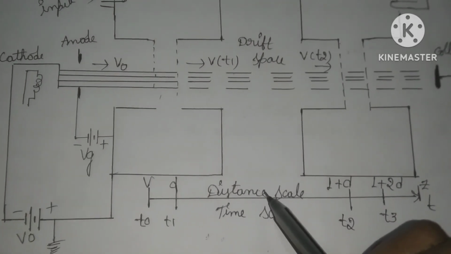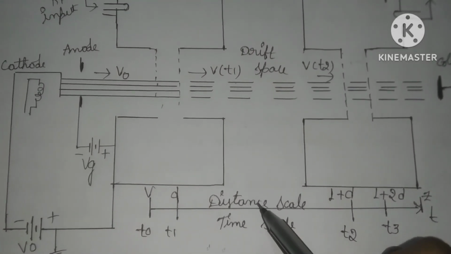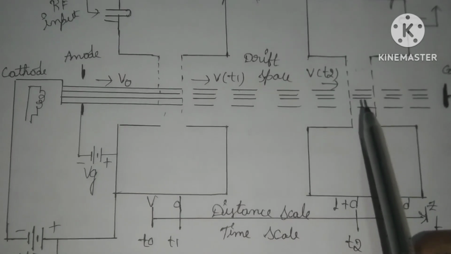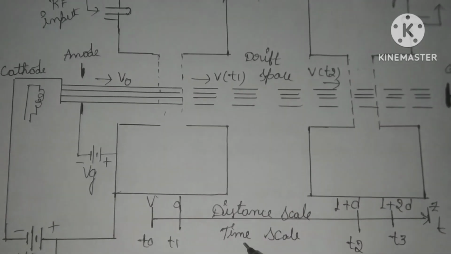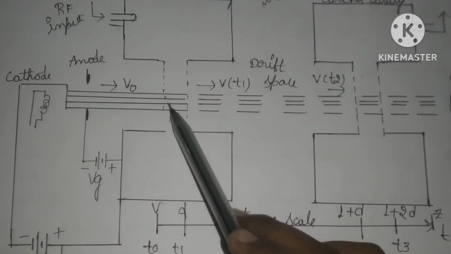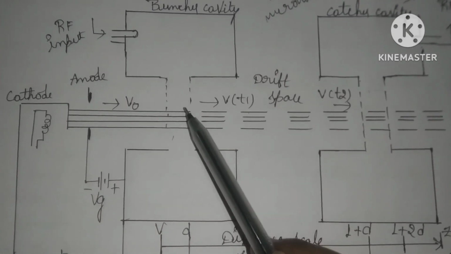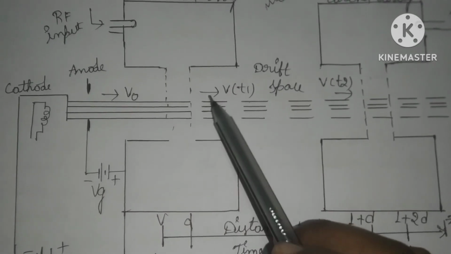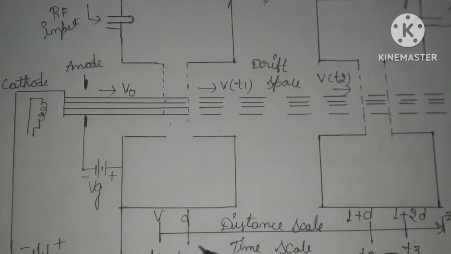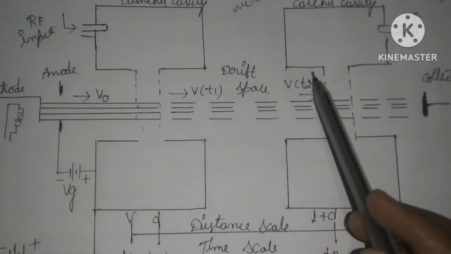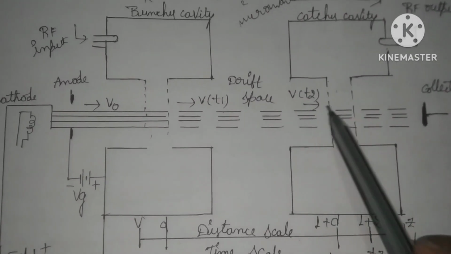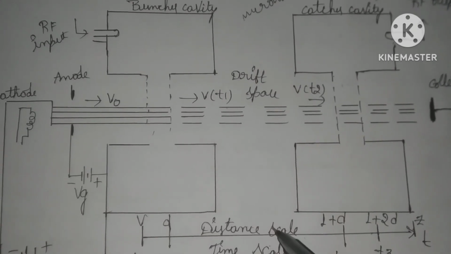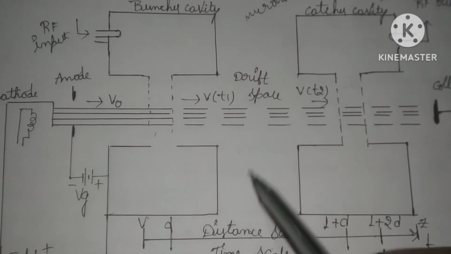And this is the distance scale and time scale. Here the distance scale and time scale indicate how much the electron beam travels between the catcher cavity and buncher cavity. The time scale indicates that at t0 time the electron beam reaches the buncher cavity, and at t1 it passes through and leaves the buncher cavity. It reaches the catcher cavity at T2 time, and again it leaves the catcher cavity at T3 time. So this is the time scale, and this is the distance covered by the electron beam.